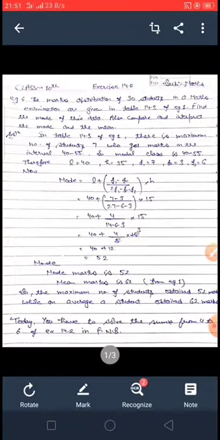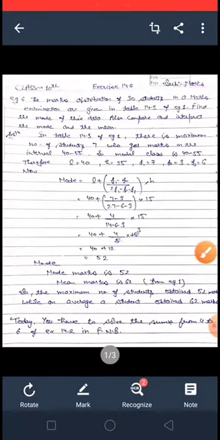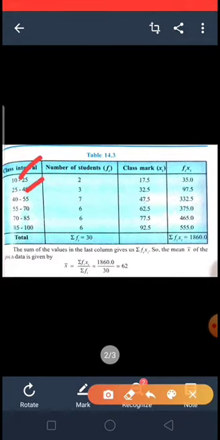The marks distribution of 30 students in a maths examination are given in table 14.3 of example 1. Means 30 students' marks are distributed in a maths examination, which are given in table 14.3 in example 1. Look at this. Clear? That is the marks, like 10 to 20, 20 to 40, 40 to 55 and so on, and the number of the students like these.